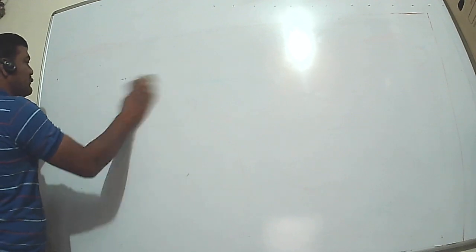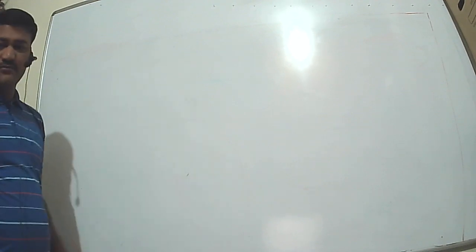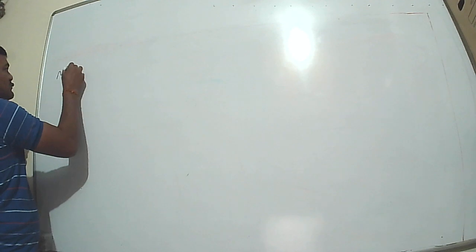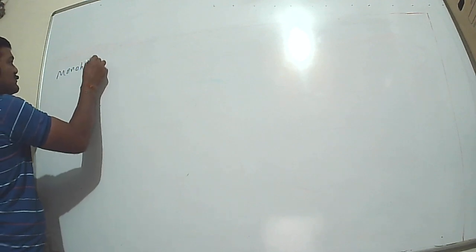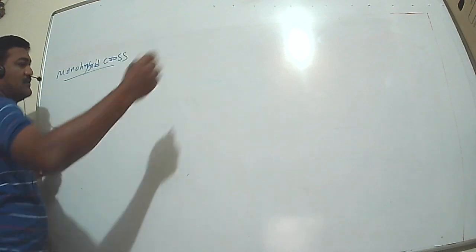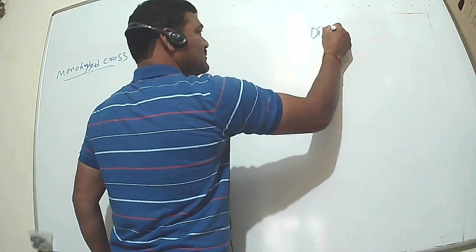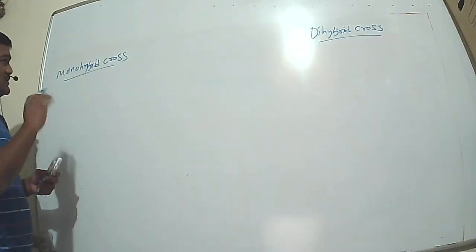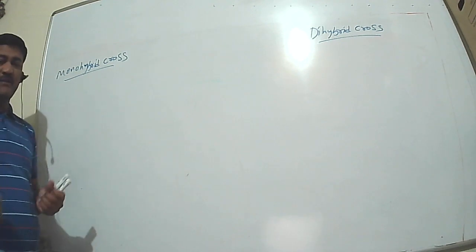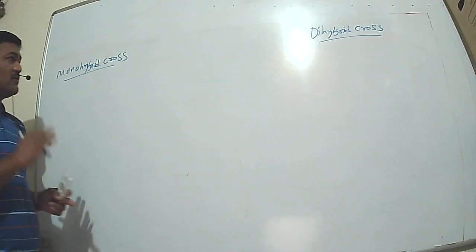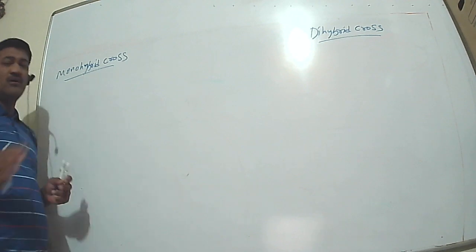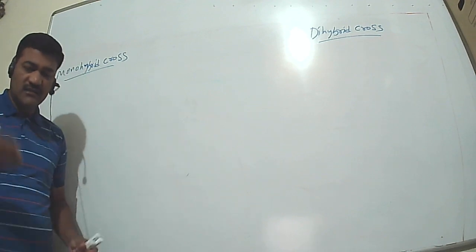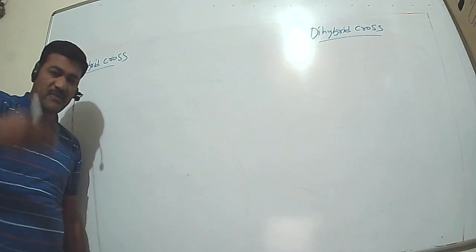Now we'll come to Mendel's experiments, whatever he did. Mendel did two types of crosses, which are called a monohybrid cross and a dihybrid cross. These are the experiments which Mendel did on pea plants. But what is meant by a monohybrid cross? A monohybrid cross is the cross done between two parents to study the inheritance pattern of a single character.